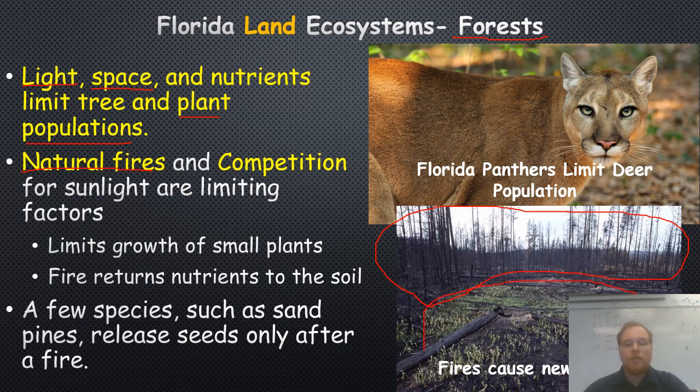Now, populations of deer are also controlled by the limiting factor of predators. So in Florida, we have panthers, and they help limit the deer population.